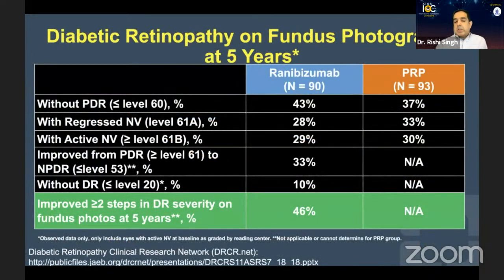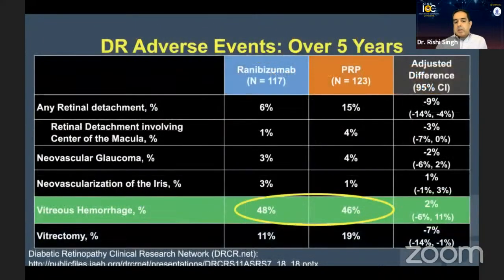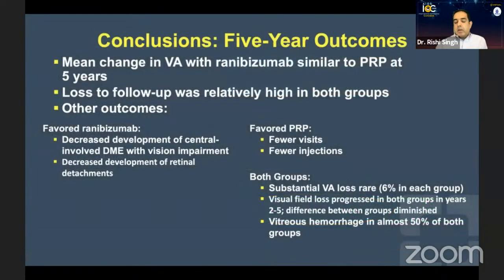And again, the 2-step retinopathy improvements in anti-VEGF were not seen in the PRP group. Very equivalent numbers of side effects seen here. Again, the vitrectomy rates were lower, yet the vitreous hemorrhage rates were really quite significant. So over 5 years, again, we saw a relatively nice improvement in patients who had DME at baseline. And again, PRP was favored for fewer injections and fewer visits.